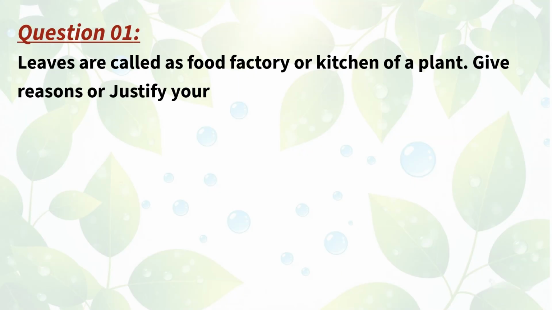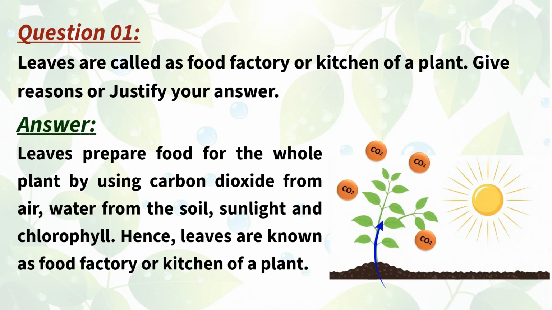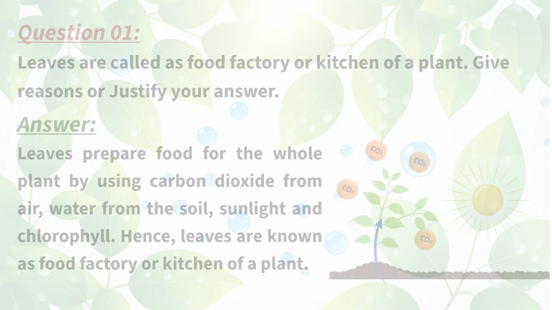Happy learning! Question 1. Leaves are called the food factory or kitchen of a plant. Give reasons or justify your answer. Answer. Leaves prepare food for the whole plant by using carbon dioxide from air, water from the soil, sunlight and chlorophyll. Hence leaves are known as the food factory or kitchen of a plant.